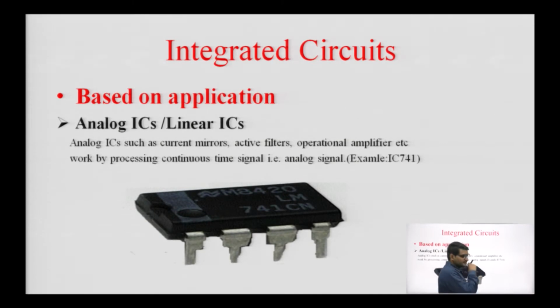Analog integrated circuits such as current mirror, operational amplifier, emitter follower, modulator. These are examples of analog integrated circuit, and an analog integrated circuit is processed by a continuous time signal, that is the analog signal.